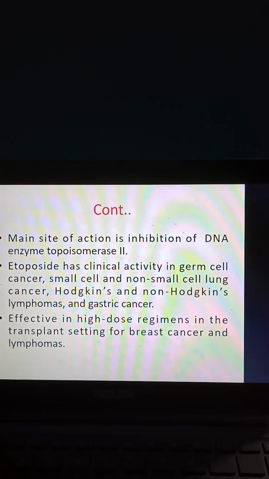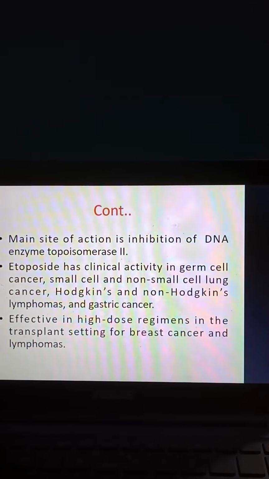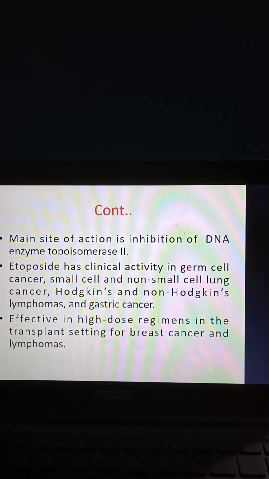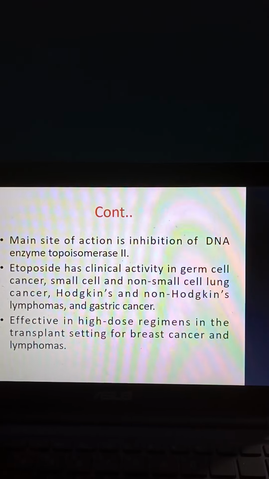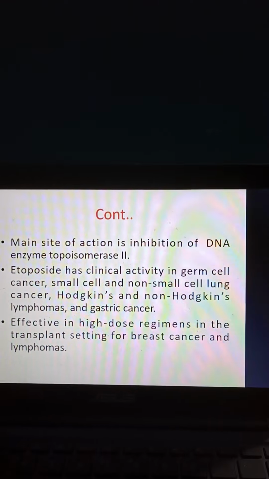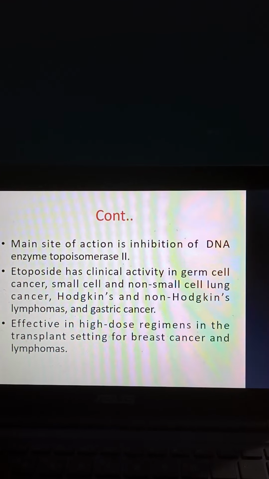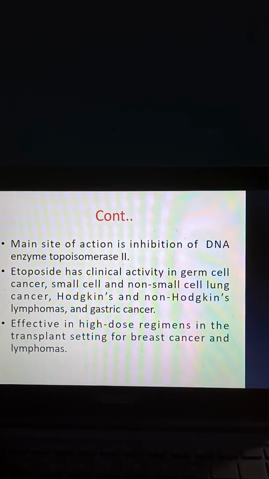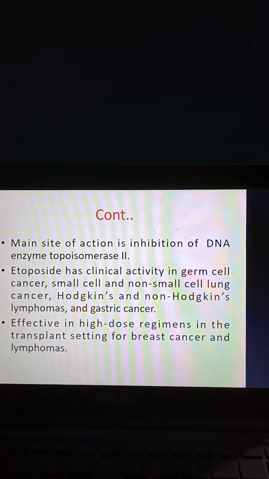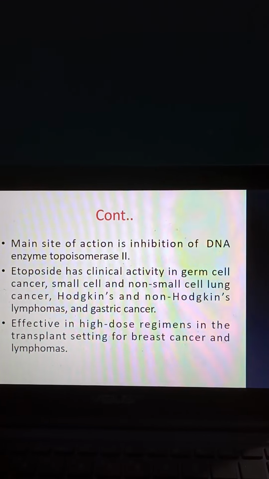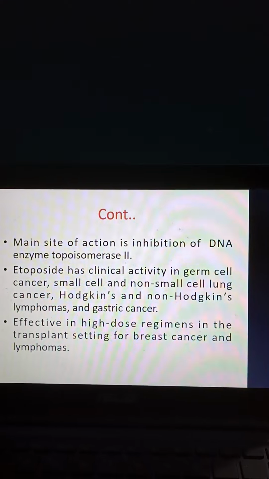The main site of action is inhibition of the DNA enzyme topoisomerase 2. Etoposide has clinical activity in germ cell cancer, small cell and non-small cell lung cancer, Hodgkin's and non-Hodgkin's lymphomas, and gastric cancer. It is effective in high dose regimens in the transplant setting for breast cancer and lymphomas.